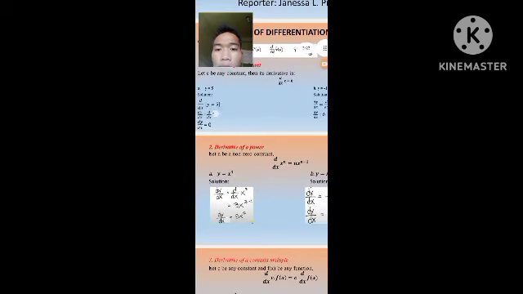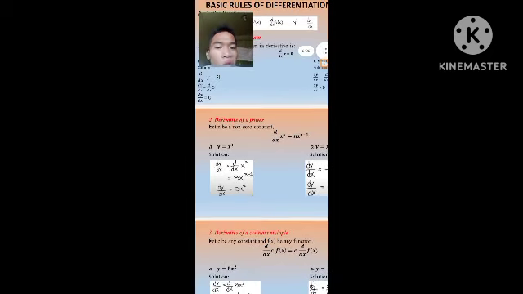And then number 2, the derivative of a power: let n be a non-zero constant.